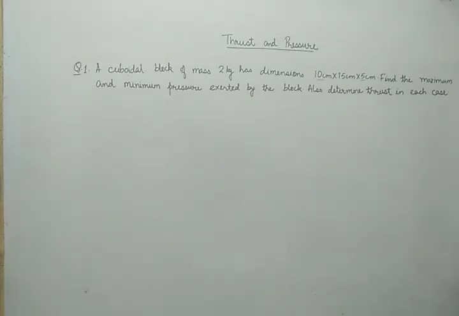I have written a question here on the board which reads: a cuboidal block of mass 2 kg has dimensions 10 centimeters, 15 centimeters by 5 centimeters, and you are required to find out the maximum and minimum pressure exerted by the block. We also need to determine the thrust in each case.